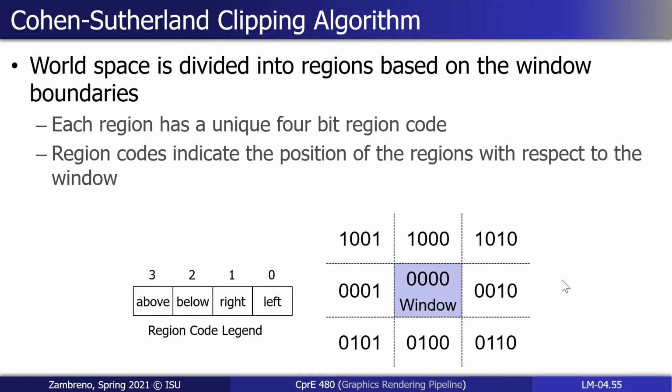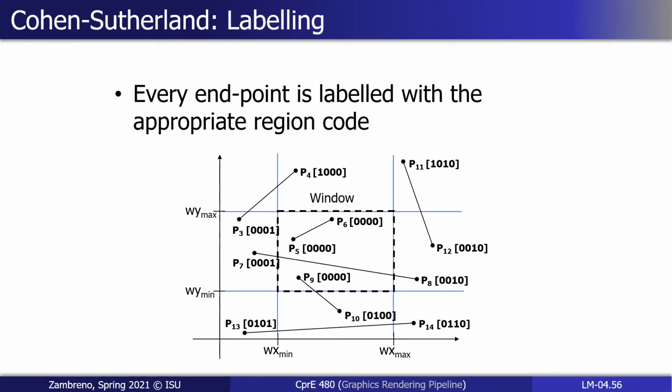Yes, we know it when we're looking at it, but this assignment of region codes to the individual vertices simplifies some of the tasks necessary to do that type of clipping. So we would take every endpoint and label it with the appropriate region code.